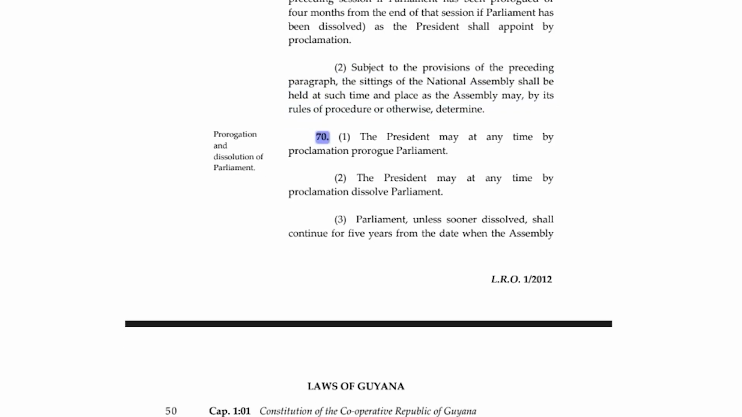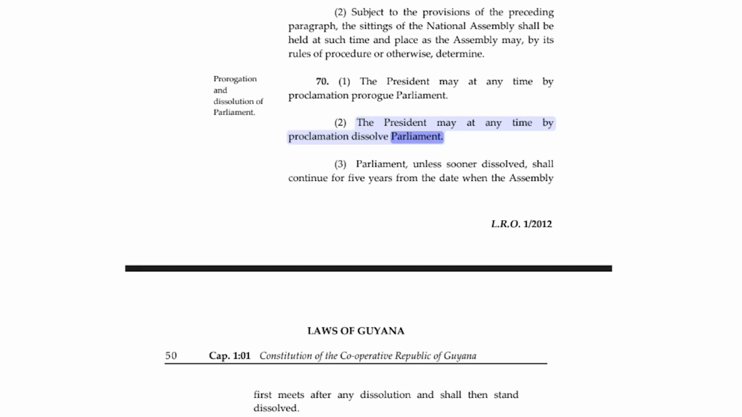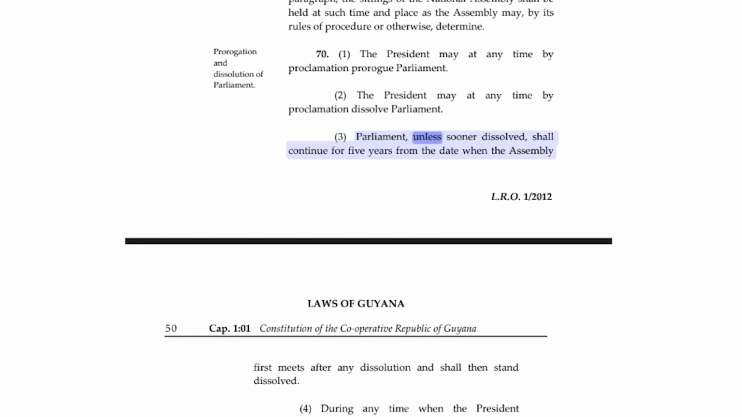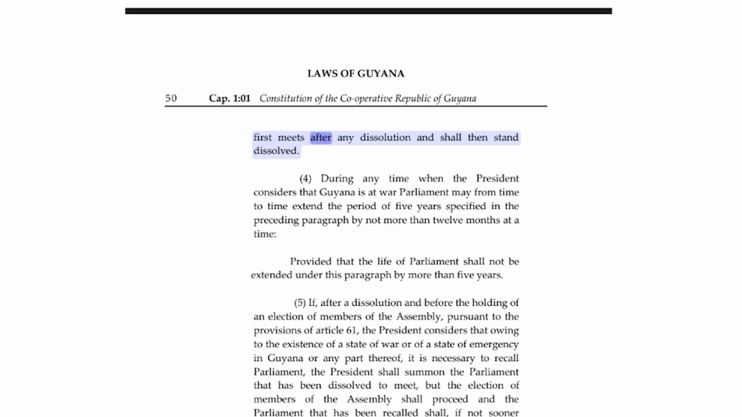70. 1. The President may at any time by proclamation prorogue Parliament. 2. The President may at any time by proclamation dissolve Parliament. 3. Parliament, unless sooner dissolved, shall continue for 5 years from the date when the Assembly first meets after any dissolution, and shall then stand dissolved.